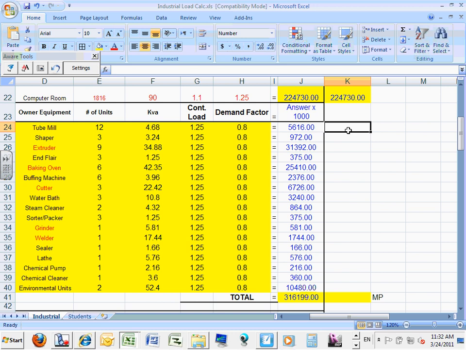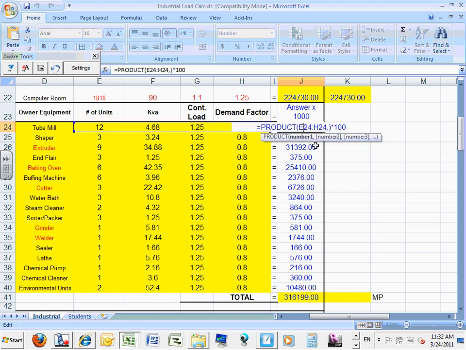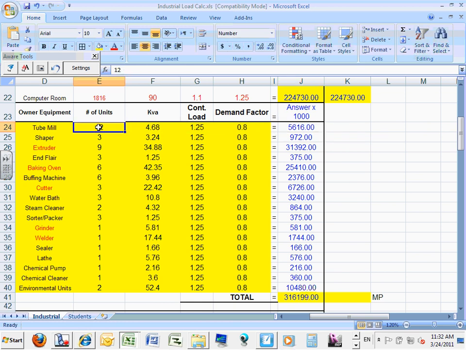Here's the tricky thing. Look what I did. If you look at the math here, this math is taking the product of all these together. Let me walk you through the product. This one is how many machines of this type I have. This is the KVA of every machine. This is 1.25 because it's continuous load, machine continuous load.